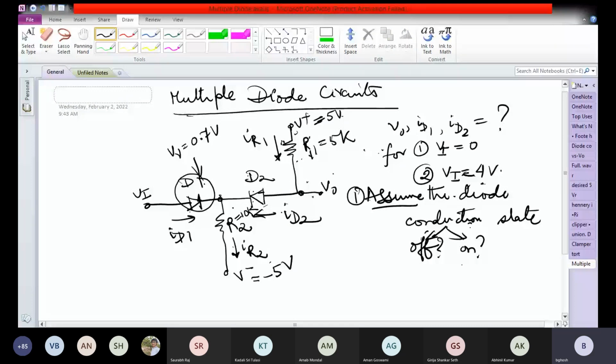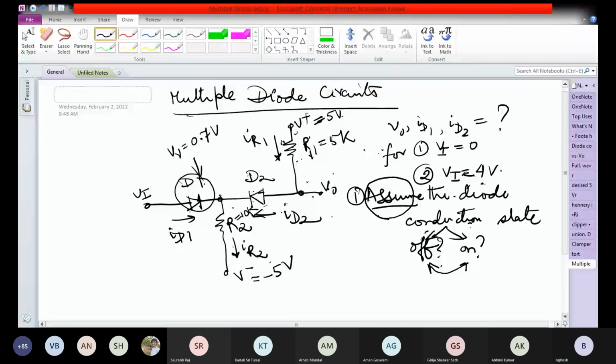Now in this decision making, because we are assuming, we can be wrong. That means you assume that the diode is in the off state, but actually your assumption is wrong. So you perform the circuit analysis assuming the diode is in the off state, and at the end of the circuit analysis, you check the result against your assumption. If your diode D1 is in the off state, that means the voltage across the diode D1 should be less than V gamma, or the current through the diode D1 should be equal to 0.